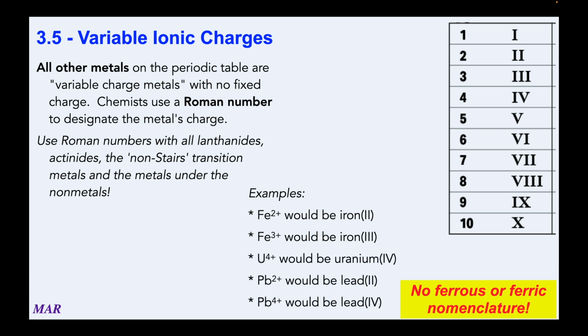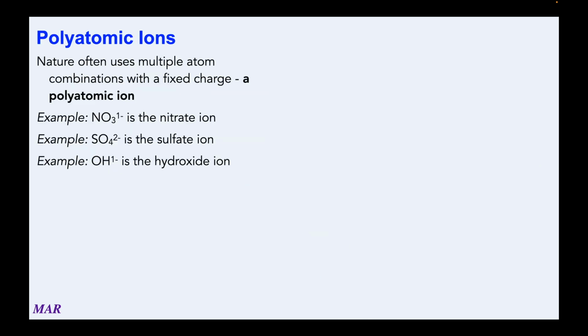Likewise, uranium +4 would be uranium IV to say it's a 4. Lead 2+ would be lead II. Lead 4+ would be IV, etc., etc. So notice if you just said iron, I wouldn't know if it was iron +2 or iron +3. Or if you said just lead, I wouldn't know if it was lead 2 or lead 4. So the Roman numeral helps us to talk to each other about what the charges are going to be on these things.